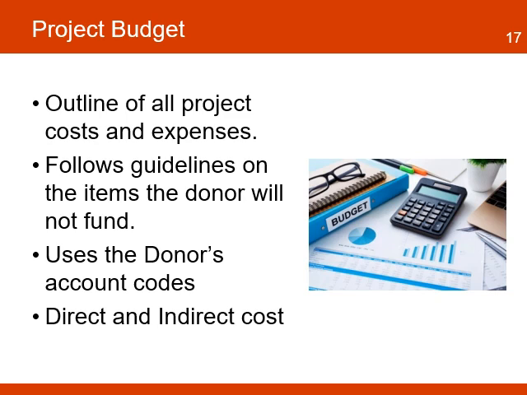The budget should also differentiate between direct costs and indirect costs. Direct costs are those costs directly related to the project activities. Indirect costs are those related to the general overhead and administrative support to the project.